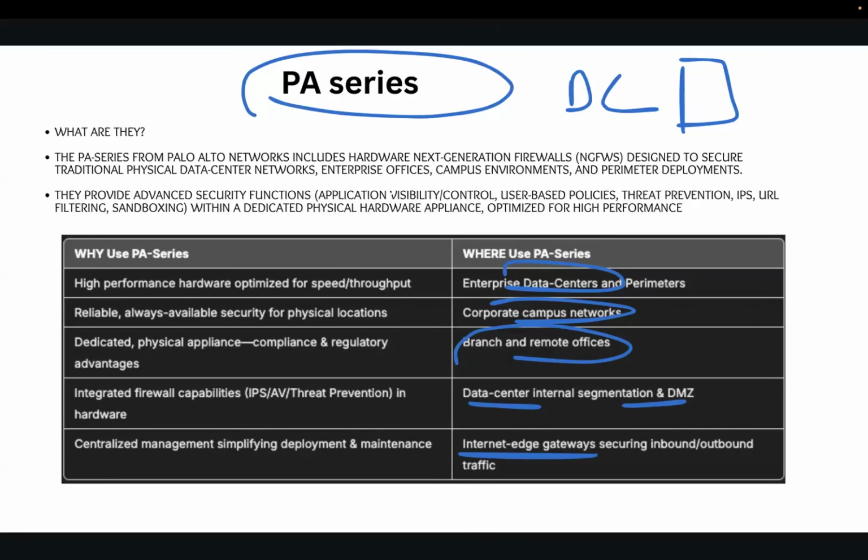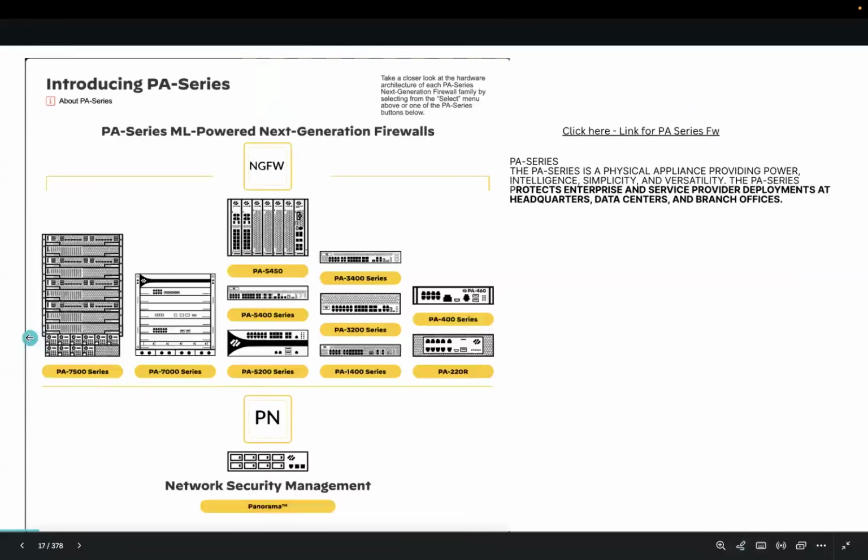And the centralized management for the PA series firewall is very important, using Panorama, because it's multiple firewalls we're going to use in your network. Okay, so I have a very good picture. Let me show you.